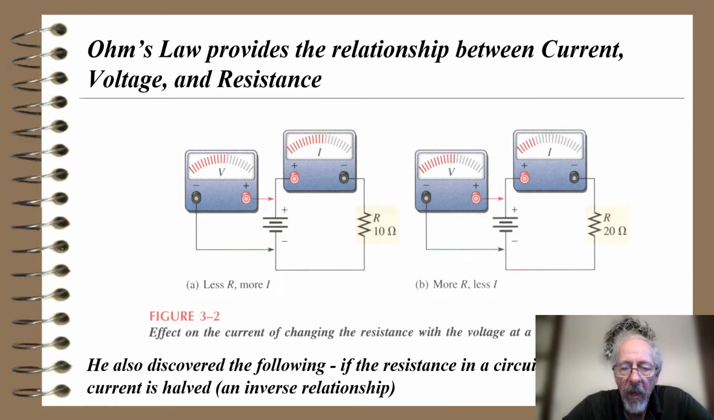And what you notice is if you were to count the little red lines on the current meter on figure A, you'd see a certain number, and there's half that number on figure B. That is, increasing the resistance has halved the amount of current. That's an inverse relationship.